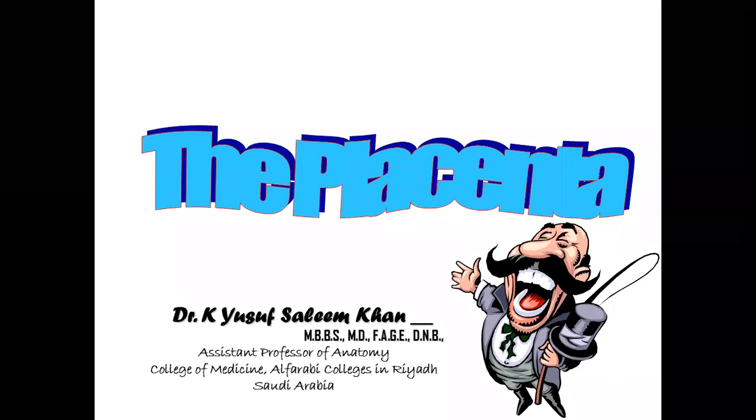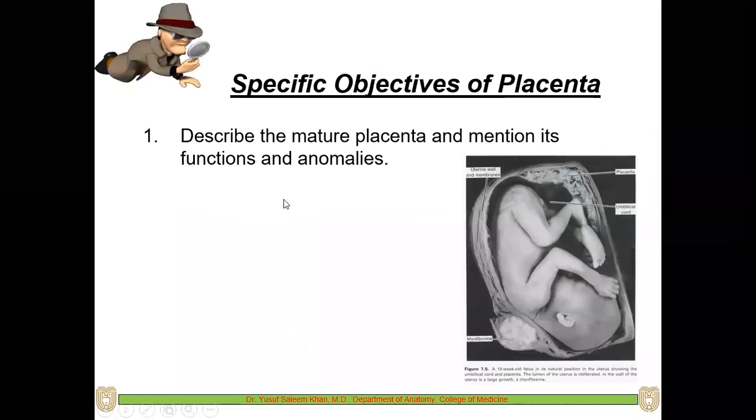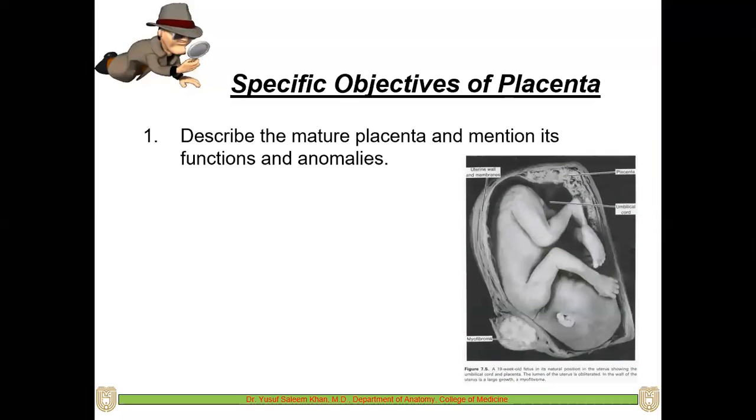Today we'll take up one more important topic, that is the placenta. We'll study about the placenta in this class. Okay, so this is the objective: describe the mature placenta and mention its functions as well as anomalies.